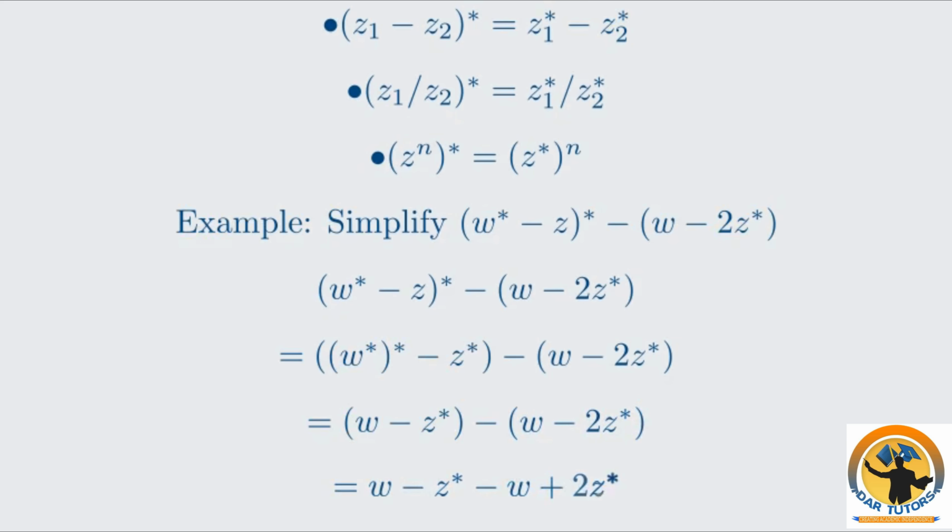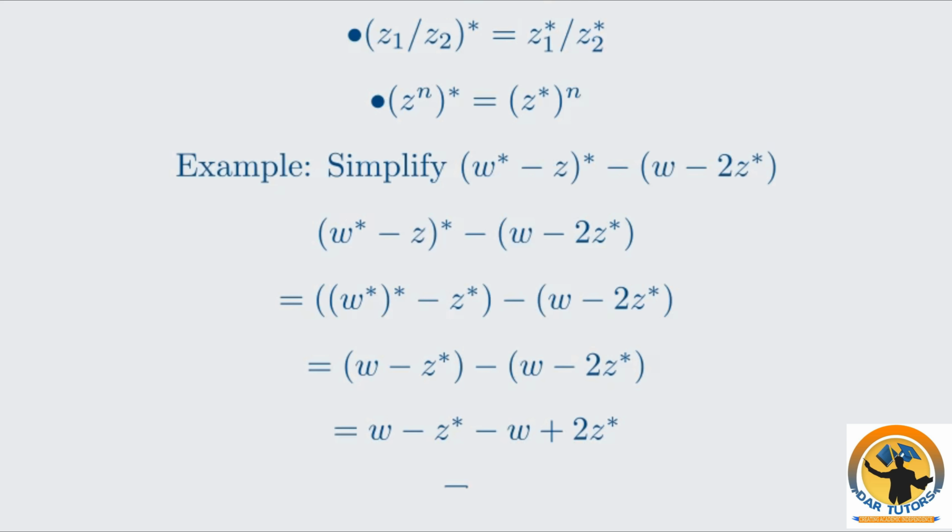Now we distribute the negative sign. We get w minus z star minus w plus 2z star. The w and negative w cancel out, and negative z star plus 2z star is z star. The entire expression simplifies to z star. We have now investigated the properties of complex conjugates and seen how to use them to simplify expressions, meeting our sixth objective.